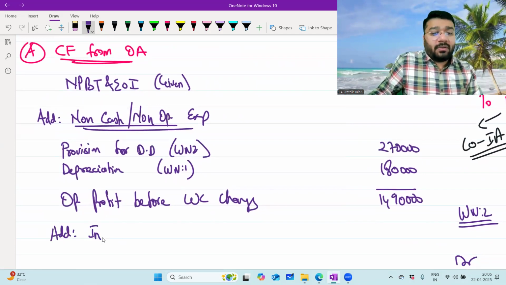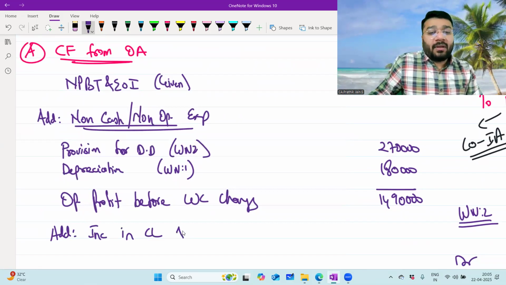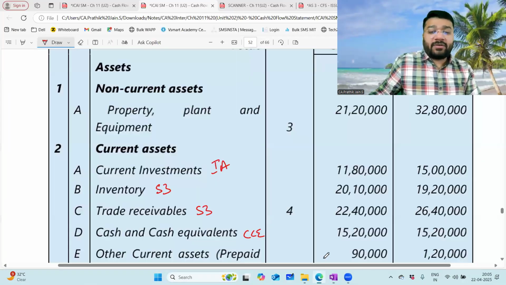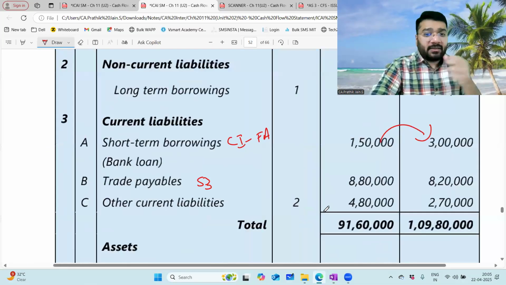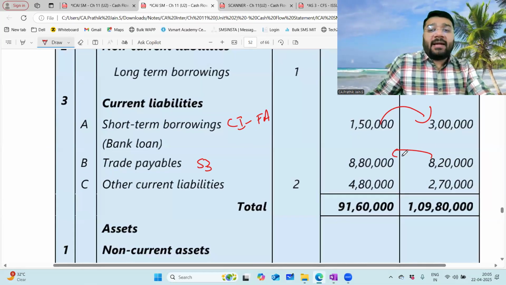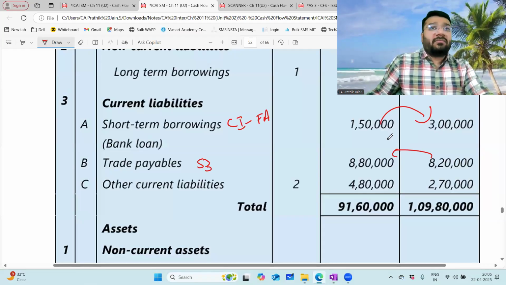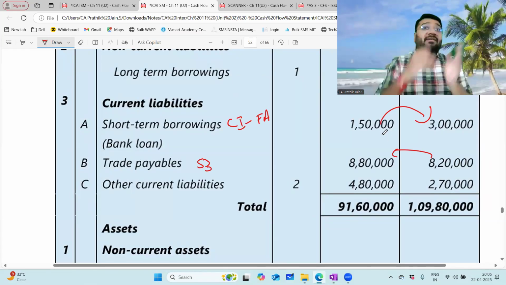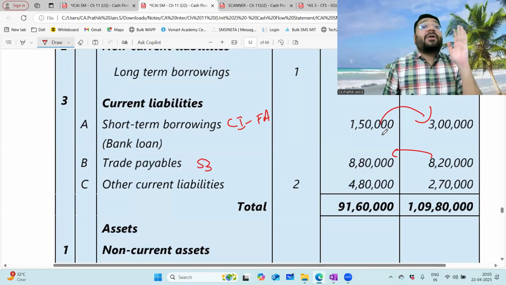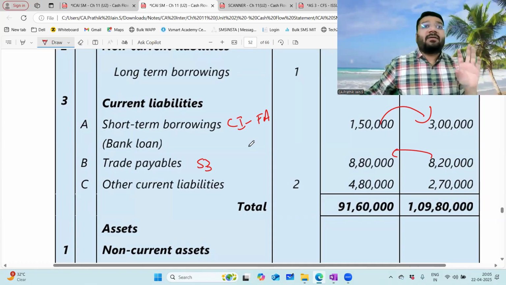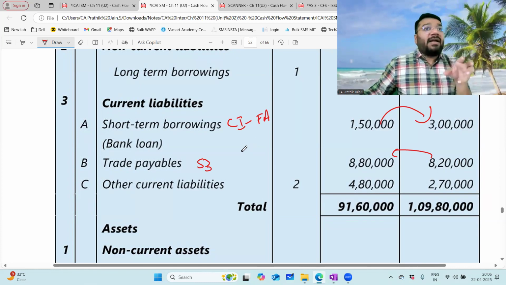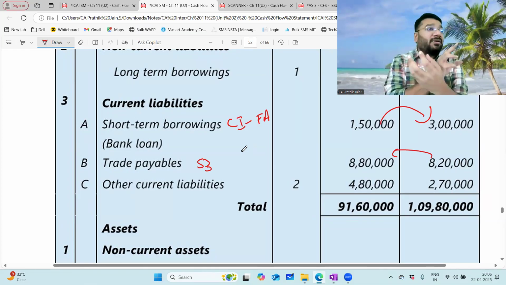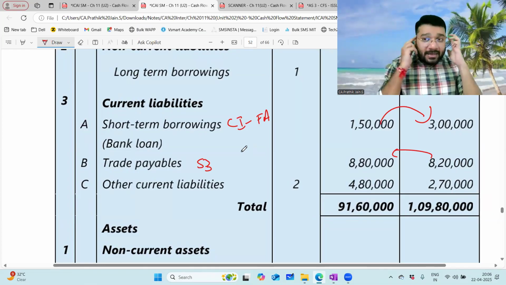Add increase in operating current liability and decrease in operating current assets. You have to see first what is there. Coming from the top, current liabilities, trade payable. From 820 it became 880. How much has trade payable increased? No, this is what we're habitual to. Out of 10 questions, 7 will be in the normal manner, 3 questions will be ulta. But 70% of questions you've done where the first year is the current year, the second is the previous year. Now it is ulta. That is the format.